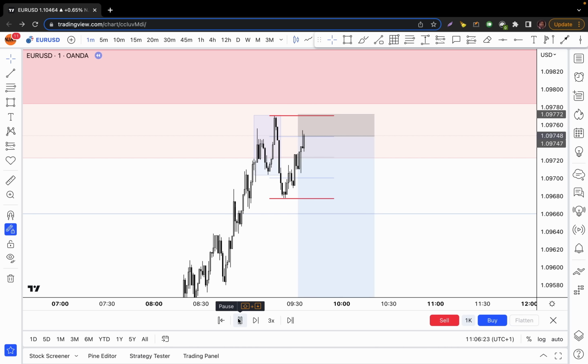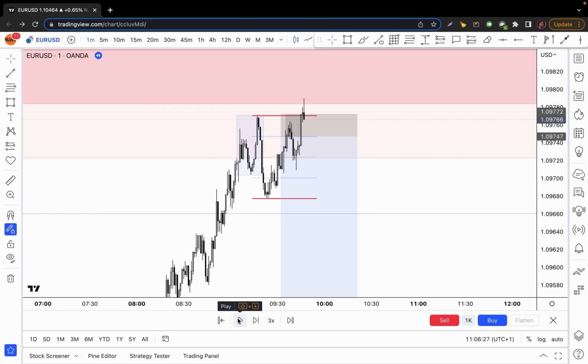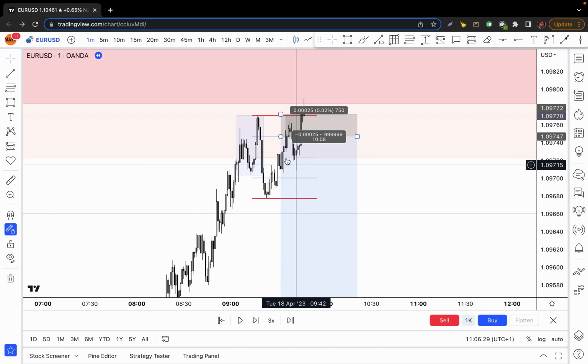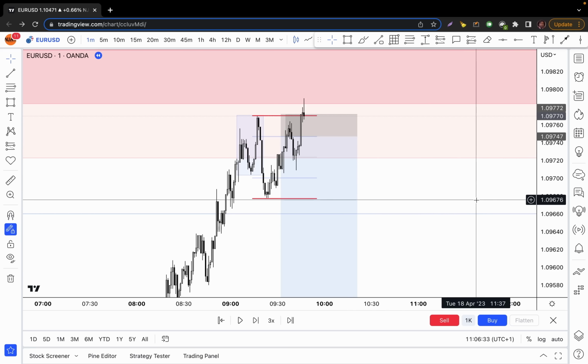So price tags you into the trade, moves away, and you get taken out. Now, does this mean that it's not a bad trade? Does this mean that you're a loser? Does this mean that the concepts don't work? No, this is probabilities. This is what trading is.